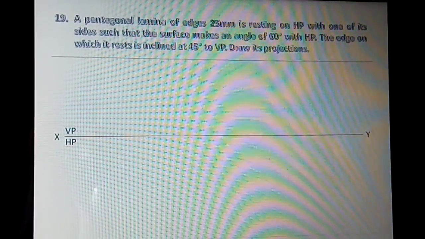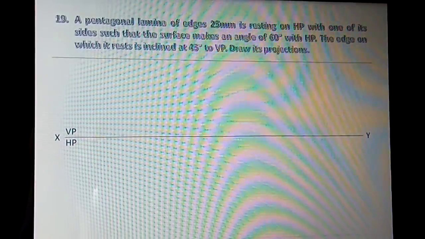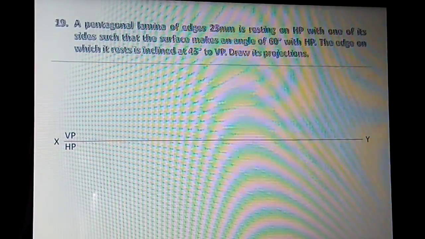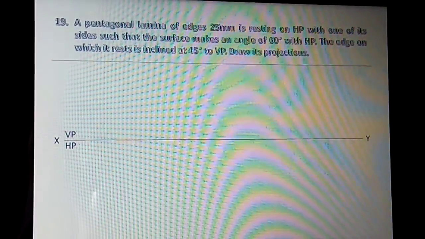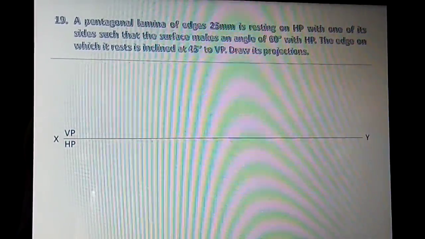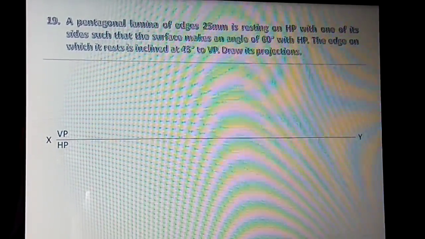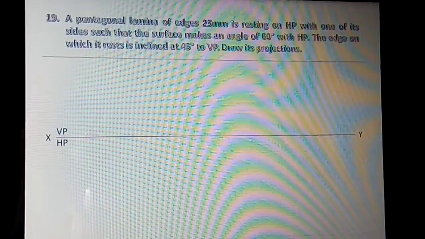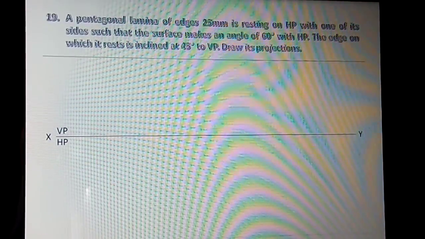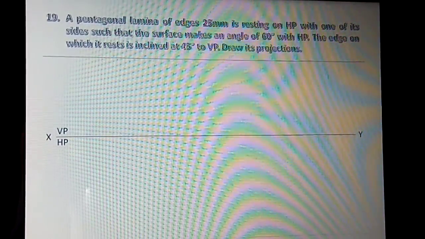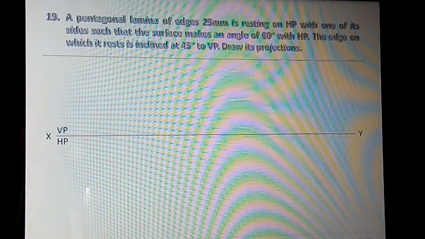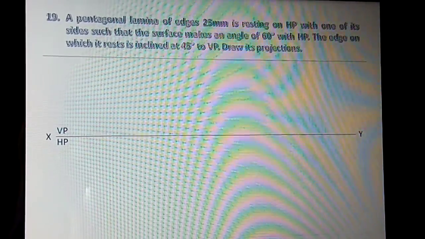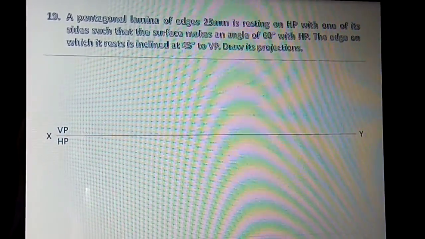It is as in your question bank with solution, problem number 19, how to draw the projection of this pentagonal lamina resting on HP. Just go through it. A pentagonal lamina of edges 25 mm is resting on HP with one of its sides such that the surface makes an angle of 60 degrees with HP. The edge on which it rests is inclined at 45 degrees to VP. Draw its projections.